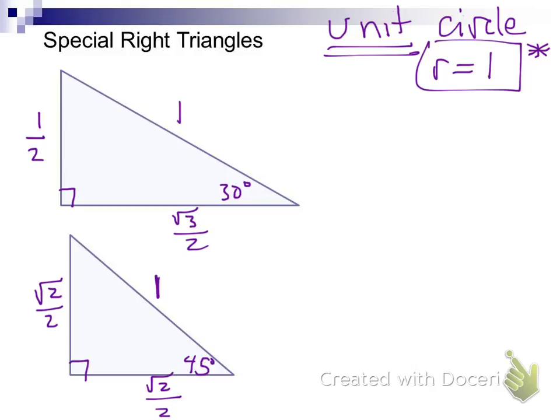1 divided by the square root of 2 is the square root of 2 over 2. Right? I see some quizzical looks. 1 divided by the square root of 2, if you multiply top and bottom by the square root of 2 to rationalize it, you get the square root of 2 over 2. So 1 divided by the square root of 2 is the same as the square root of 2 divided by 2. Those are equivalent fractions. Okay?